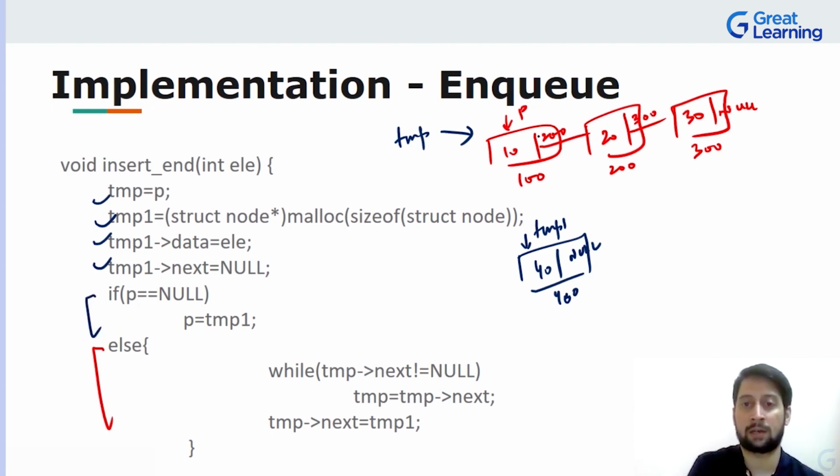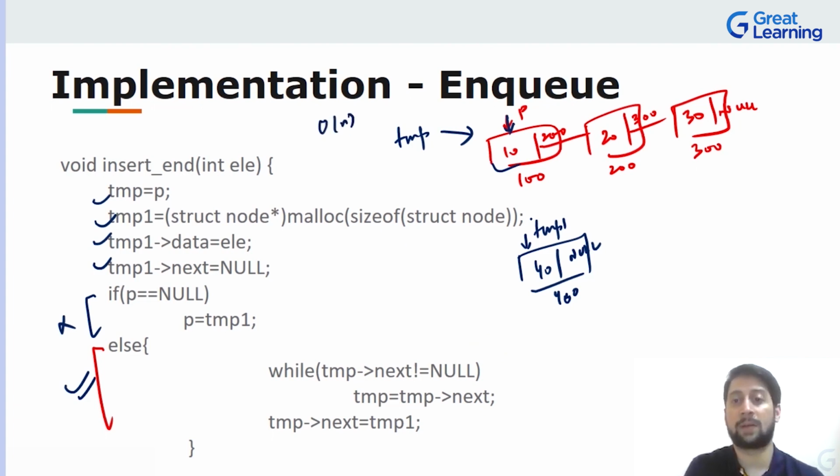Now our P is not null. It is pointing to the first node. Now this part will be executed. Obviously we are performing it in linear time, so we'll be traversing to the end. So we are checking if TMP's next is null. TMP is this, is its next null? No, it is not null, it's 200. So update it, put TMP equal to TMP's next. So TMP will now be pointing to this node.